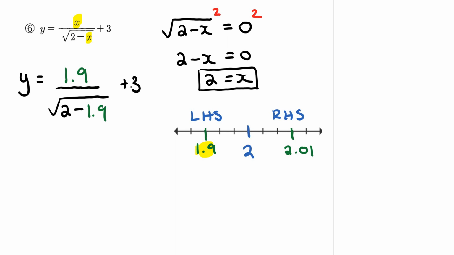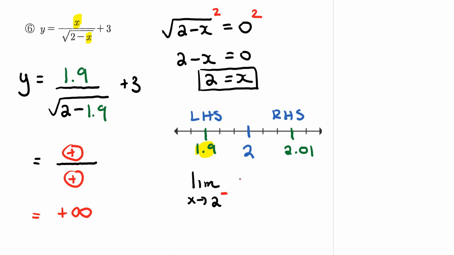The plus 3 doesn't really matter for vertical asymptotes. Now if we go ahead and evaluate this, the numerator is going to be positive, and the denominator is also going to be positive, so we get positive infinity here. So our limit statement is the limit as x approaches 2 from the left-hand side of f of x, we are going to positive infinity.